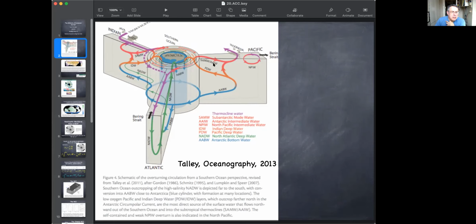There's Antarctic intermediate water, or mode water, South Antarctic mode water, or the Antarctic intermediate water. These are coming out at the top, and then there's of course the Antarctic bottom water at the bottom, which is the most common water type on Earth because it fills most of the bottom 2 kilometers or so of the ocean in all 3 basins.